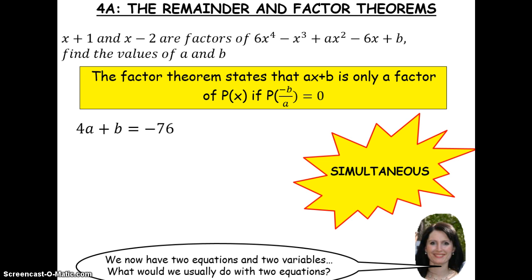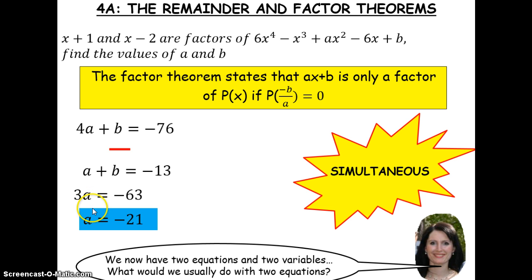Let's have a look at what we've got. 4a plus b equals negative 76. a plus b equals negative 13. If we subtract a plus b equals negative 13 from 4a plus b equals negative 76, we're going to get 3a equals negative 63. Be careful. Make sure that you also subtract negative 13 from negative 76. Often people will subtract on the left but forget to subtract on the right. Solving for a gives us a equals negative 21.